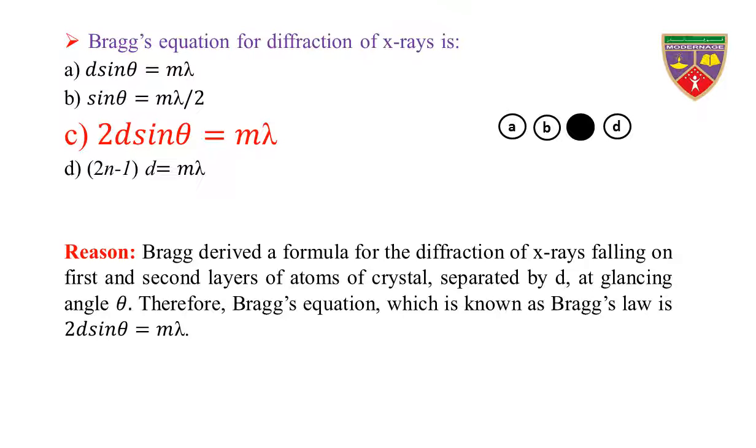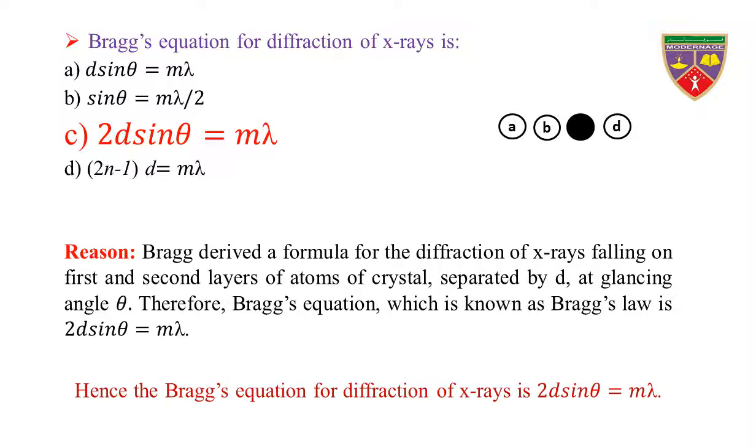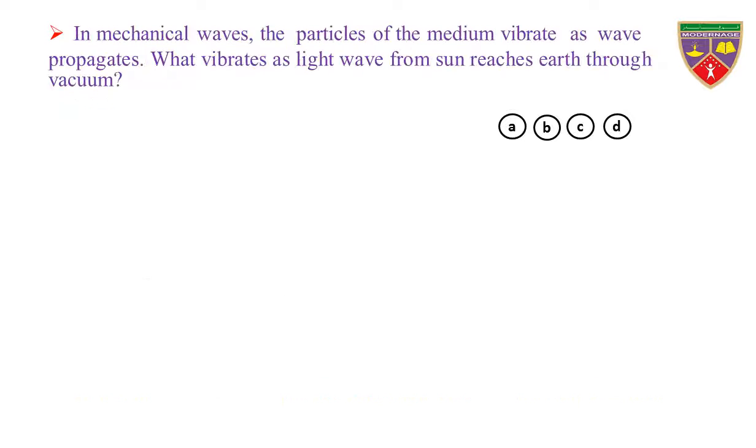Reason: Bragg derived a formula for diffraction of X-rays falling on the first and second layers of atoms of a crystal separated by d at glancing angle θ. Therefore, Bragg's equation, which is known as Bragg's law, is 2d sin θ = mλ. Hence, the Bragg's equation for diffraction of X-rays is 2d sin θ = mλ.